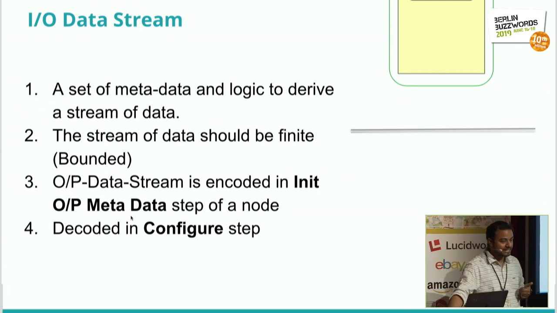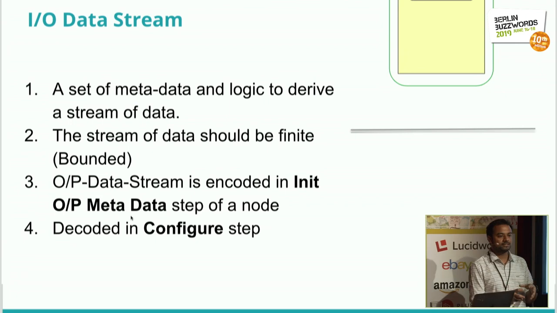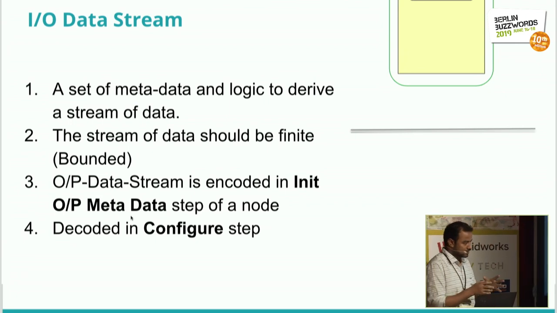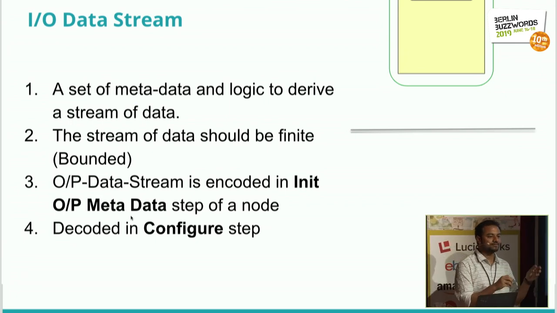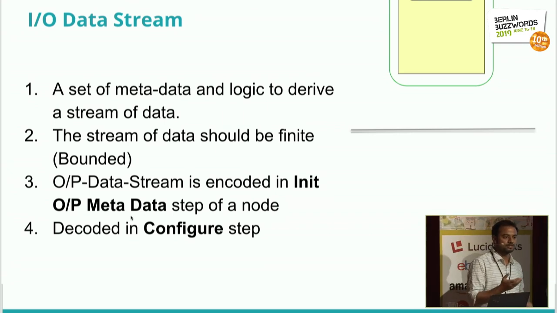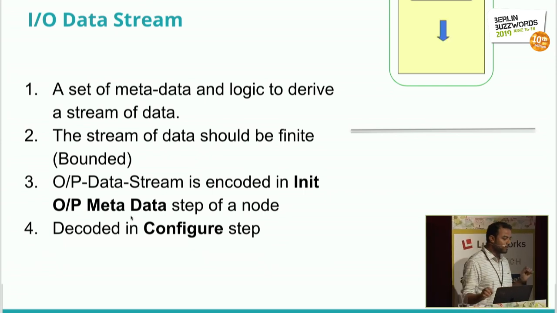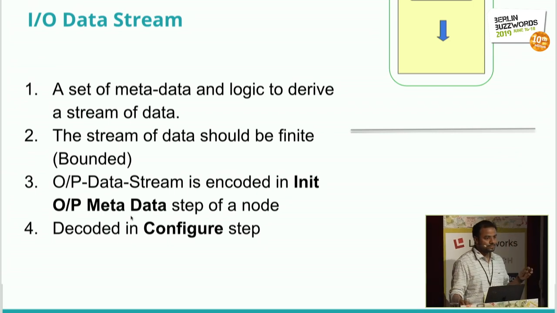Talking about the I/O data streams, the communication between two nodes happens in the form of metadata. In a workflow, the data which flows between two nodes has to be passed on, as one node may filter or process a particular set of data, and that gets passed on to the next node. So here, we checkpoint this data which gets output from a particular node.